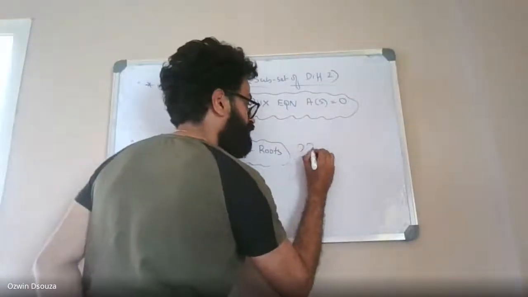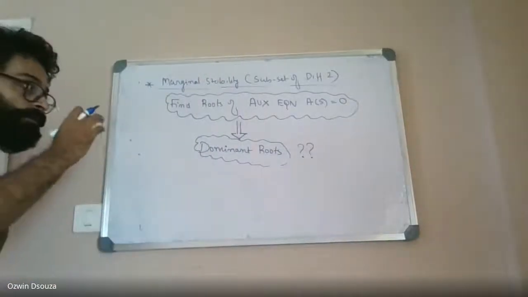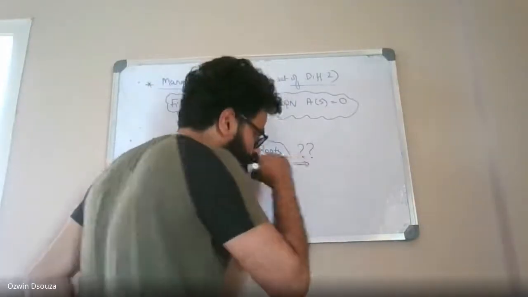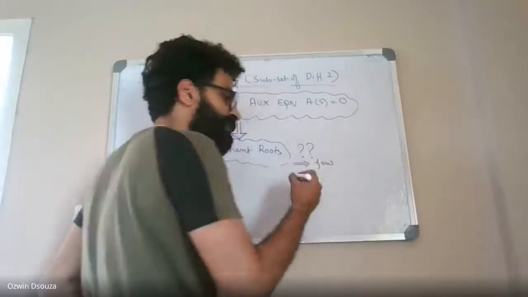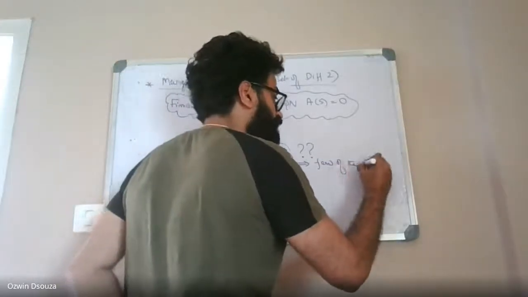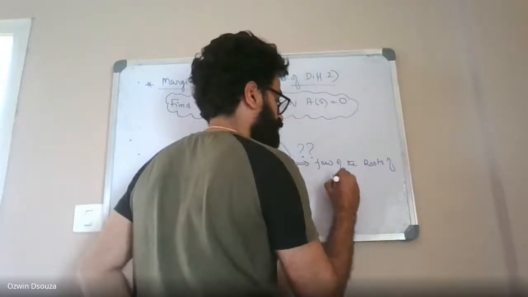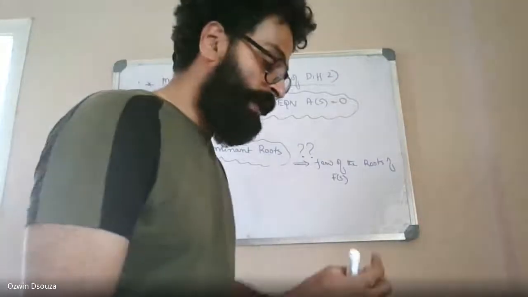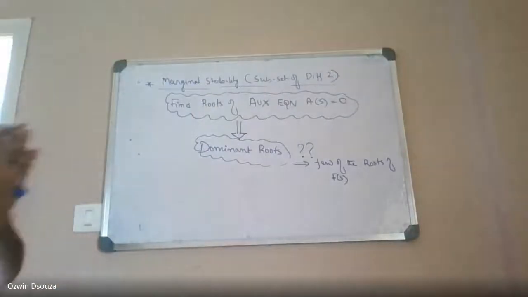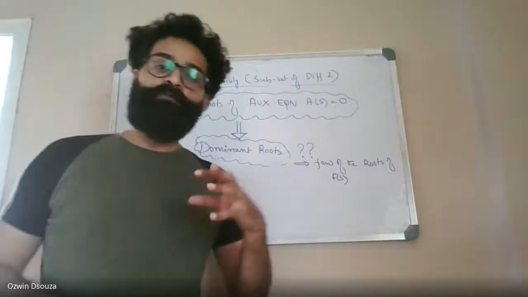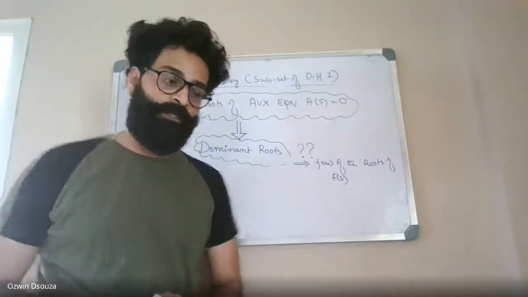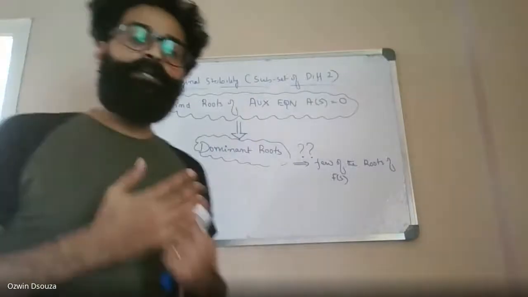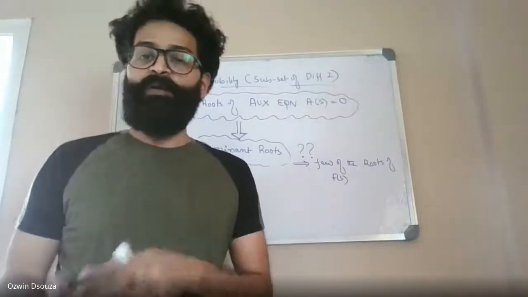Now, why dominant roots? These roots are nothing but a few of the roots of F of s. F of s is your characteristic equation or main equation, which is known to you. So the dominant roots are some of the roots of the main characteristic equation. Having known the root nature of dominant roots, you can judge whether the system is marginally stable or unstable.